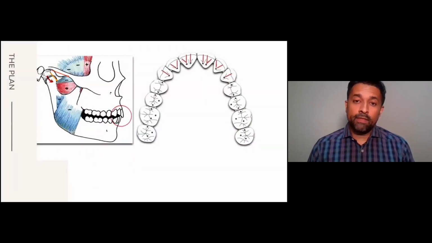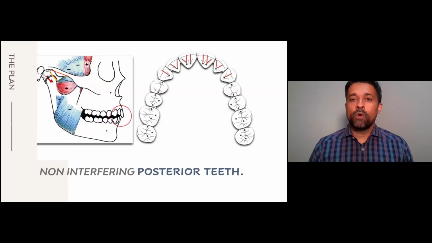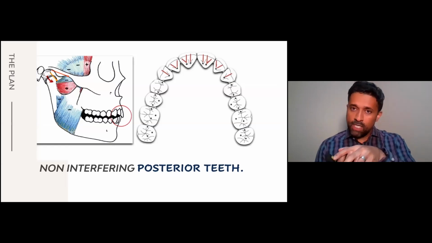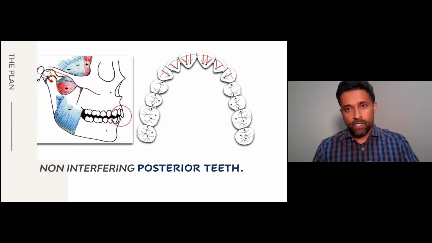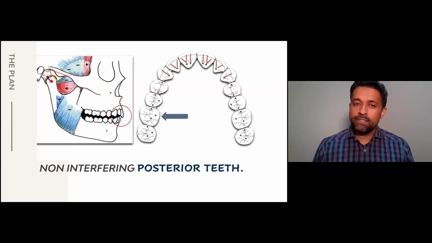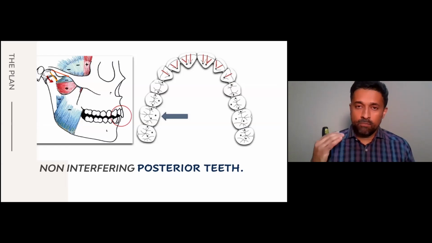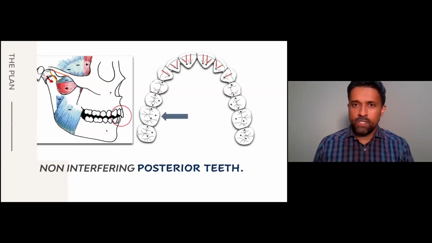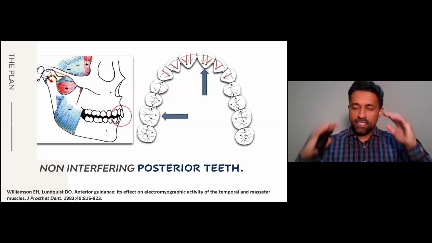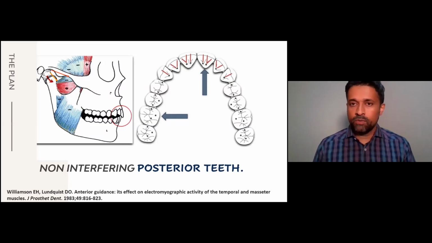The third functional goal we're looking at is non-interfering posterior teeth. So the back teeth don't interfere when you're closing into centric relation, and they don't interfere when you grind left or right or forward. There have been many studies that have looked at this. The landmark study was done by Williamson and Lundquist in 1983, where they looked at the electromyographic activity of muscles when anterior guidance was established, and it significantly drops when you have this type of occlusal scheme.